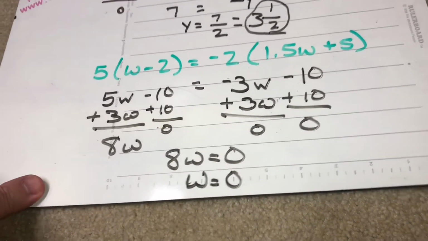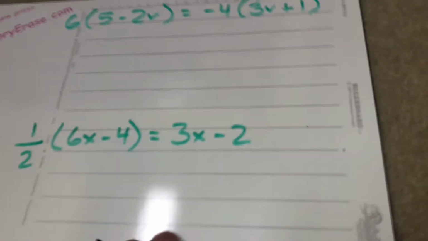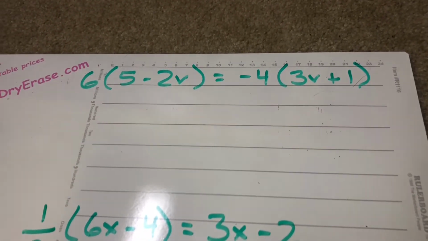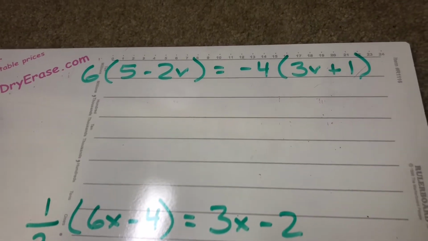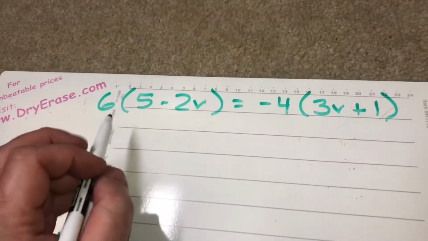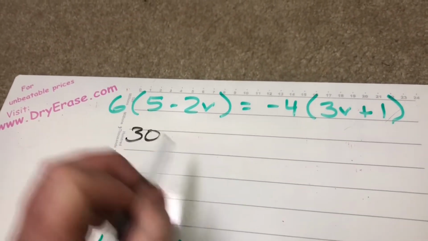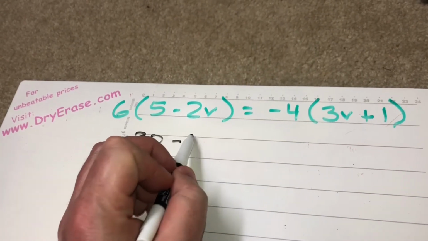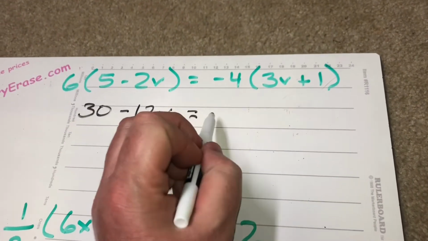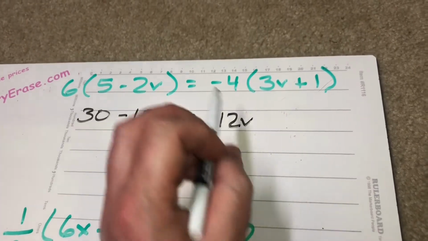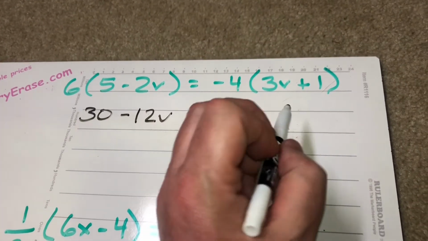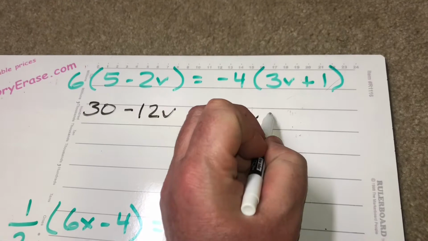Now, we're going to have something that looks just a little bit different. Maybe to say it looks different isn't the right term, but it just is different. Once again, I've got numbers with parentheses, so I know that means multiplication. 6 times 5 is 30. 6 times a negative 2v is going to be negative 12v. Then negative 4 times 3v is going to be negative 12v. Negative 4 times a plus 1 is going to be negative 4.